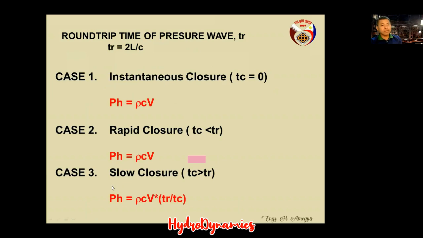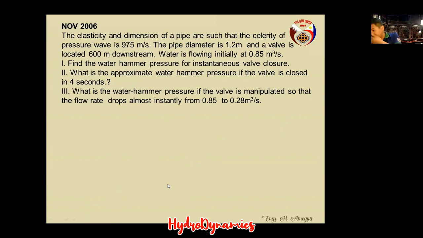Okay, for example, this is actually a past board exam problem. The celerity of the pressure wave is 975 meters per second. The pipe diameter is given and the valve is located 600 meters downstream. Water is flowing initially at 0.85 meters per second. Find the water hammer pressure for instantaneous closure. This is what I said earlier, instantaneous, so it is just rho C V: rho times celerity times V. Celerity is given as 975, and rho, for water, is 1,000. I only need to solve the velocity. Since there is Q and area, I can solve the velocity.